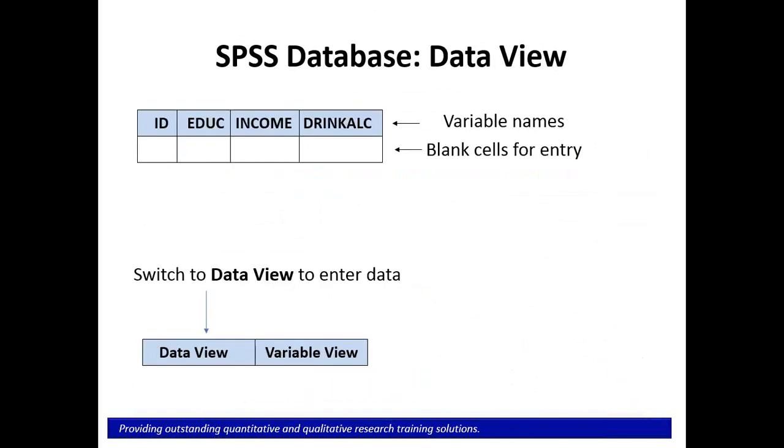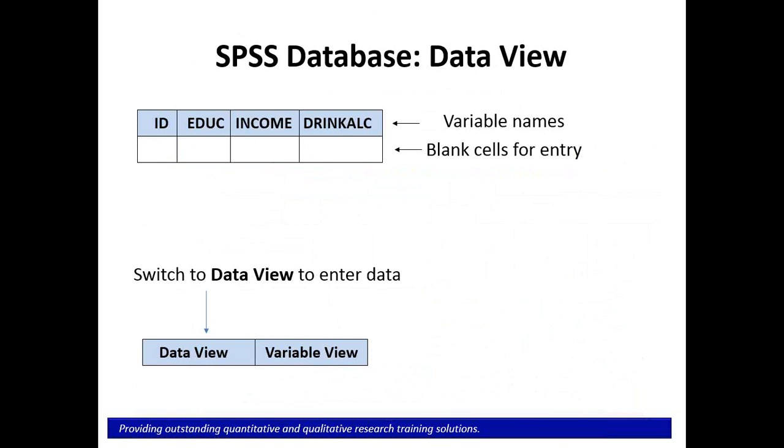Now, if we go back to that lower left-hand corner and we switch out of variable view and click data view, this is what we'll see at the very top. You'll see the names of the variables we just created: ID, educ, income, drink alcohol, and below that, there will be blank cells where we can enter the data from the survey hard copies.